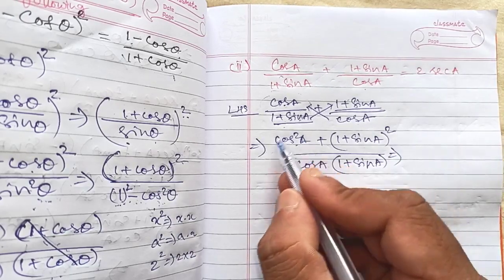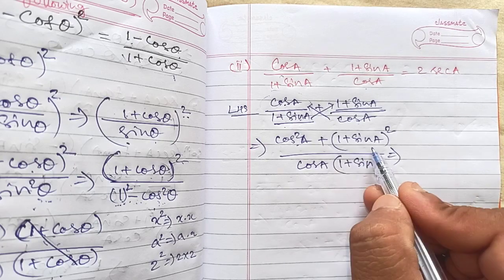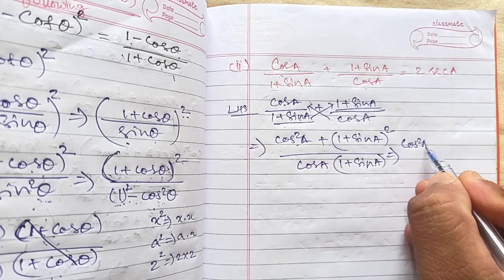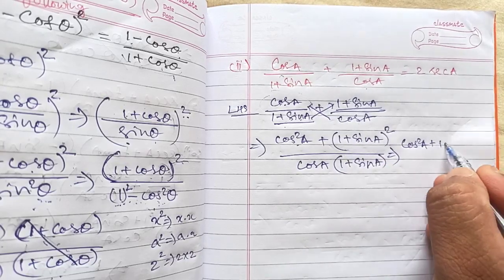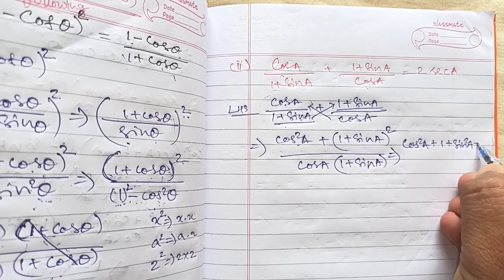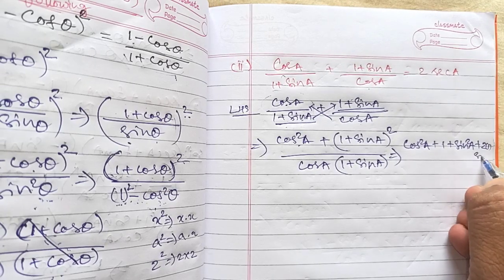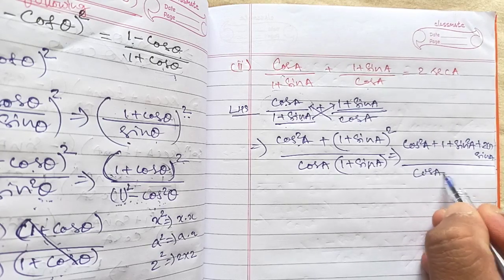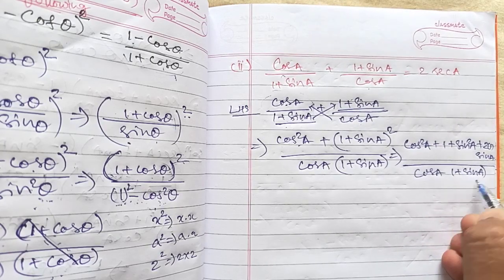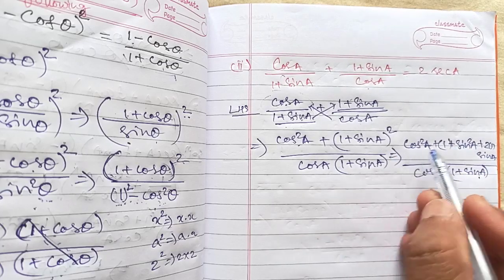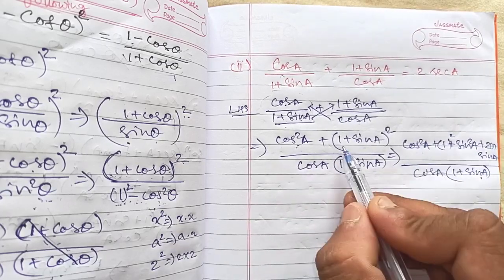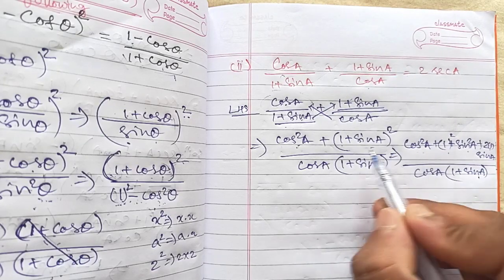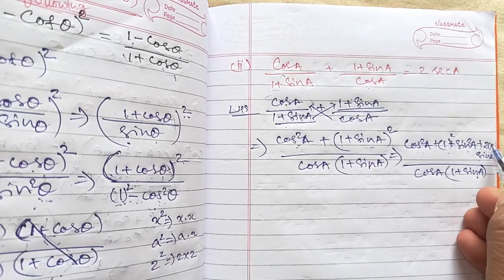Okay, here cos square A is there, here two terms are there inside the bracket, so better we open it by using the formula. So cos square A plus A square plus B square plus 2AB, divided by cos A into 1 plus sin A. Okay, are you getting? This is cos square as it is, A square plus B square plus 2AB, where A is 1 and B is sin A. Okay, these all are one term.